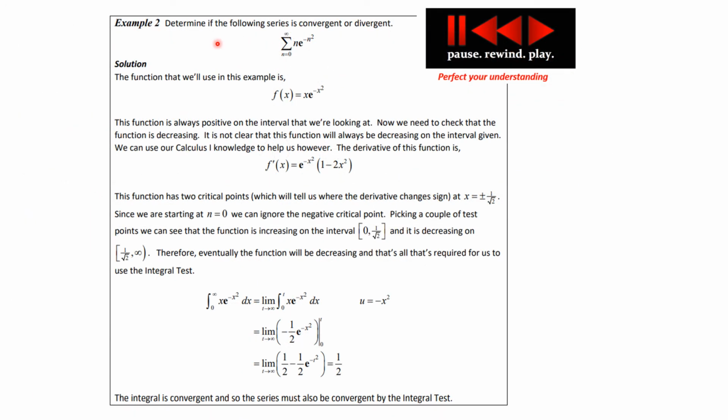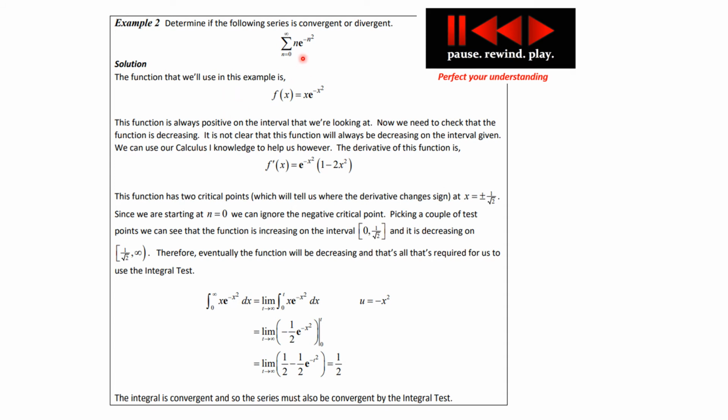Let's study this one. Determine if the following series is convergent or divergent. And again, this is a good example for you to do. The summation from n equals 0 to infinity of n e to the minus n squared.